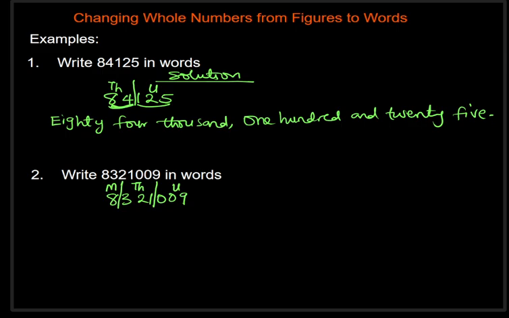Let's read it first. This is 8, so that will give us 8 million. This is 321, so 321,000. Now when the unit family starts with 0, you say 8,321,000 and 9. The unit family starting with 0 means you begin with "and". Okay, let's see, what do we have?